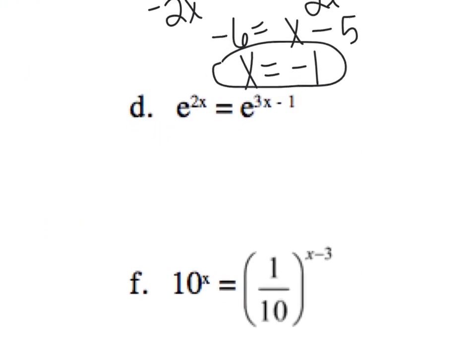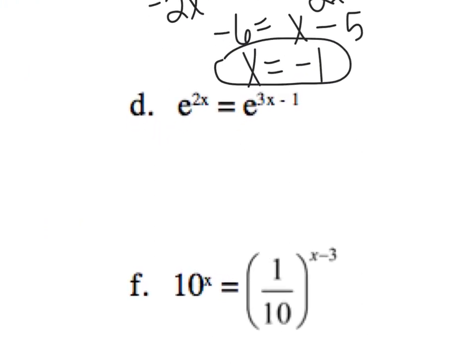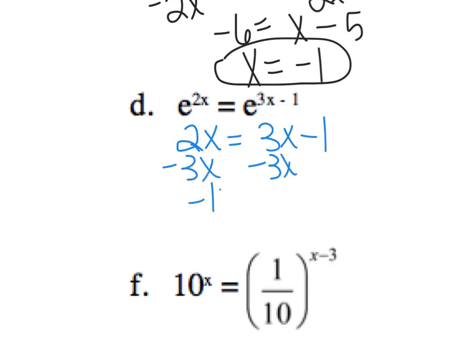On letter E, this one's not bad. We have bases that are the same. e to the 2x equals e to the 3x minus 1, which means 2x equals 3x minus 1. If we subtract 3x from both sides, negative 1x equals negative 1, which means x equals 1.